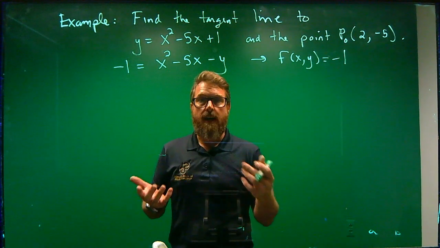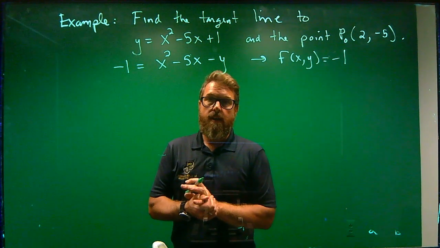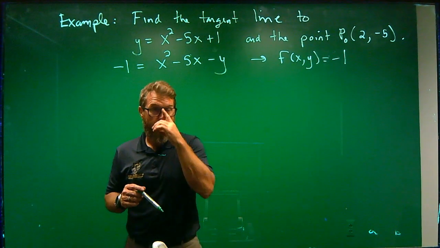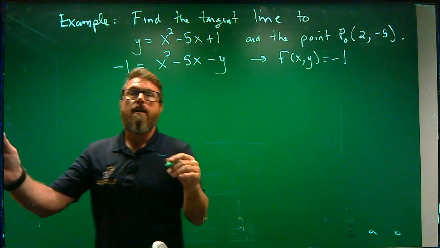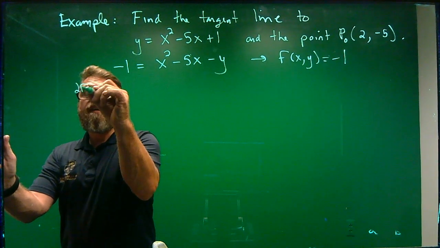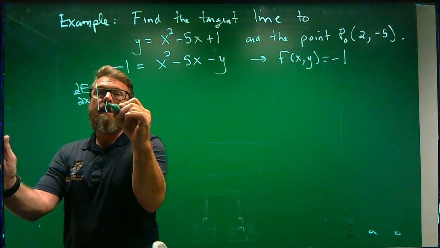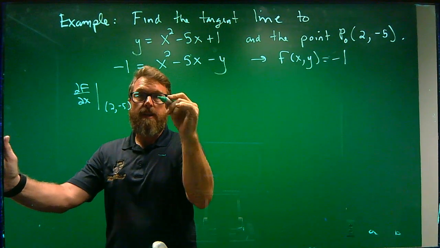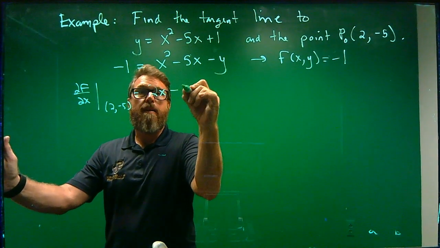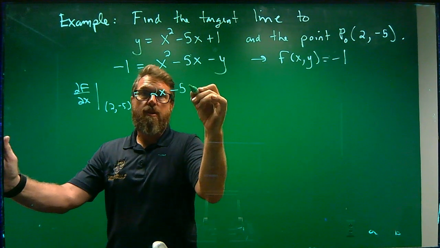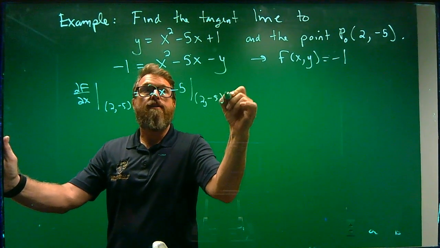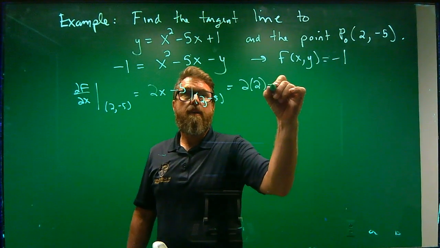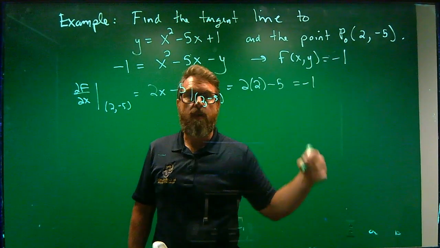In order to find this, we're going to need the gradient of this function evaluated at this point, so I can find the normals a and b to this line. So let's find that. df/dx evaluated at (2, -5): the derivative with respect to x is 2x minus 5. I'm going to evaluate this at (2, -5), so 2 times 2 minus 5, which is equal to negative 1.